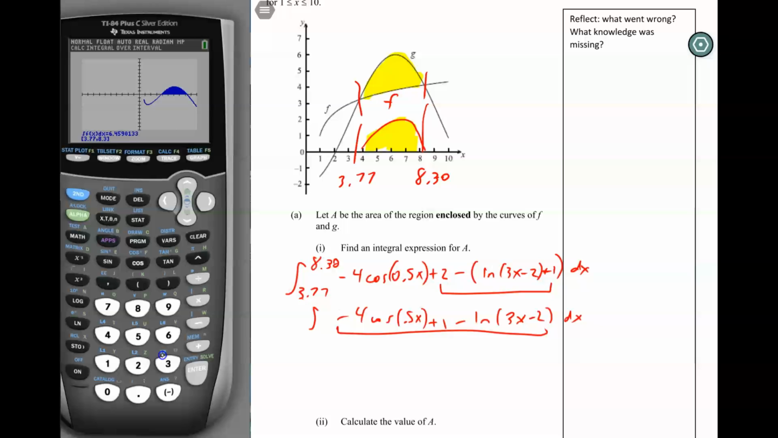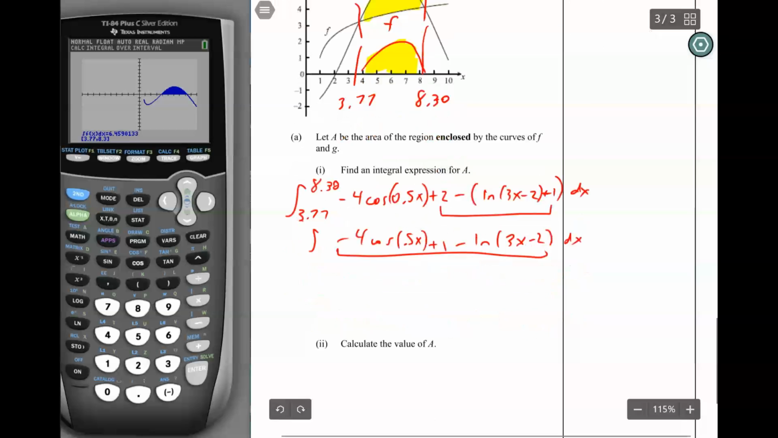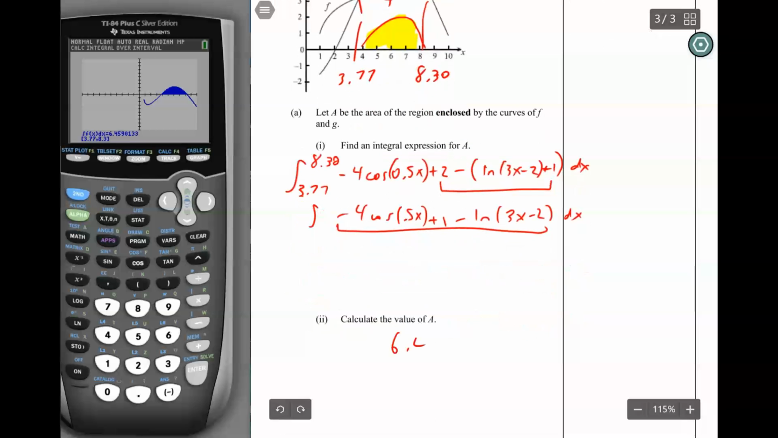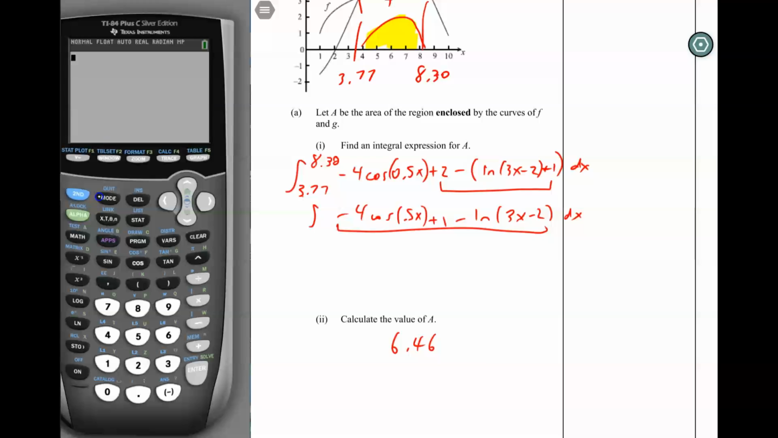And it says our answer is 6.46. So the answer is 6.46. All right? That wasn't too bad, was it? Let me show you one other way to do it on the calculator. This one I don't like quite as much because you can't check to see if your area is as you expected it to be. So you do math.